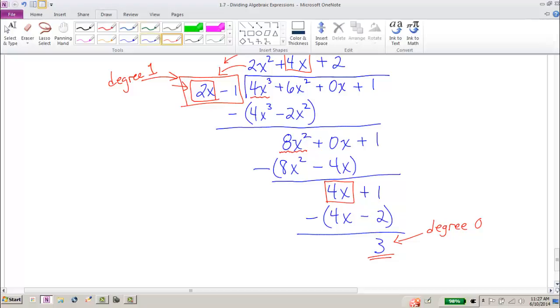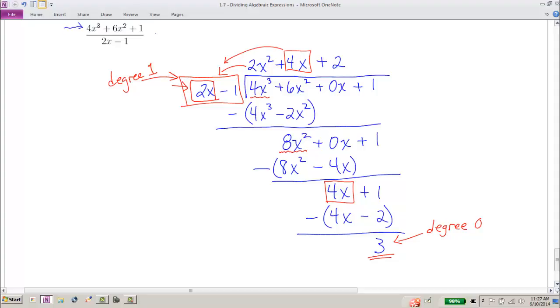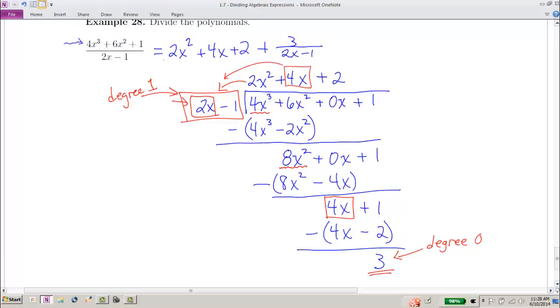And so what this means is that this quotient, 4x cubed plus 6x squared plus 1 divided by 2x minus 1, is equal to, let's see, what did we get? 2x squared plus 4x plus 2. And then I have my remainder of 3. So rather than just say with a remainder of 3, we'd say plus 3 over our divisor, 2x minus 1. Just like we do when we have a remainder left over with dividing integers.